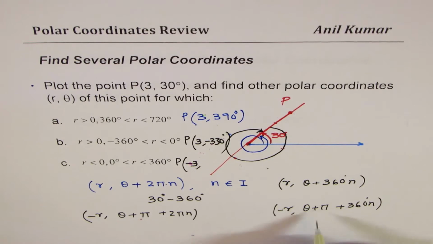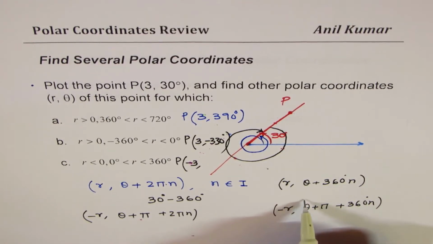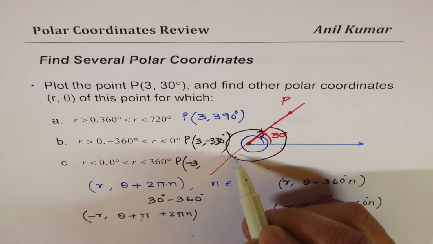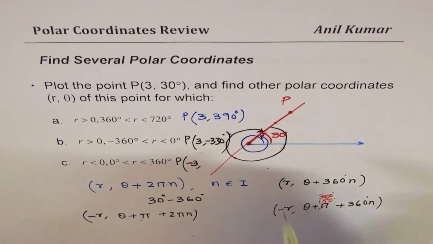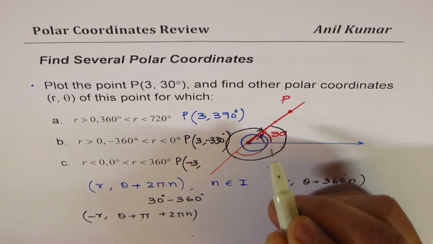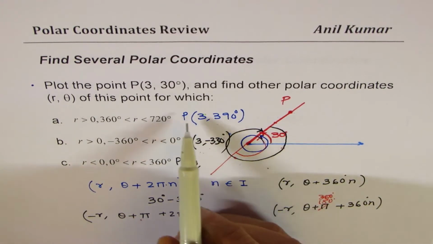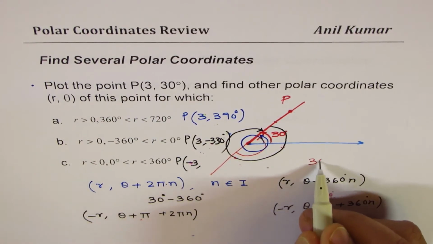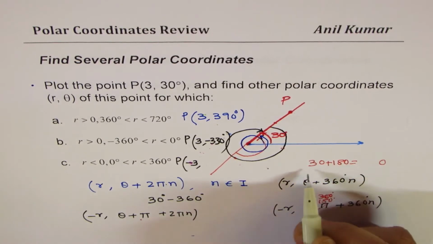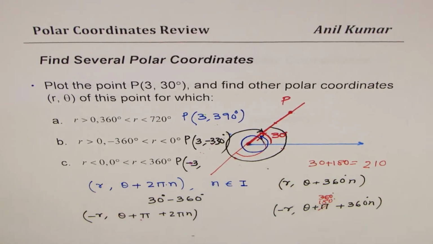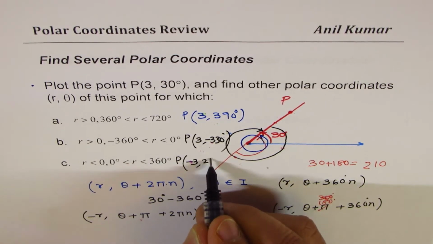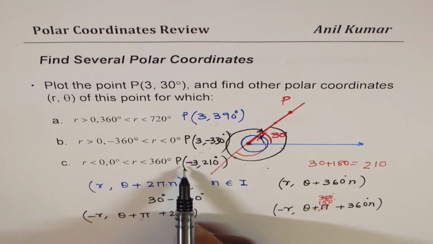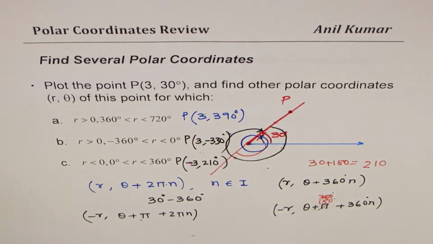But when I add 360 degrees, instead of pi, 180 degrees, I come back to the same point. You get an idea, correct? So theta is 30 plus 180. So we'll add 30 plus 180, which gives 210 degrees. So P minus 3, 210 degrees will give you the same point. Got it? So that is how it can be done.